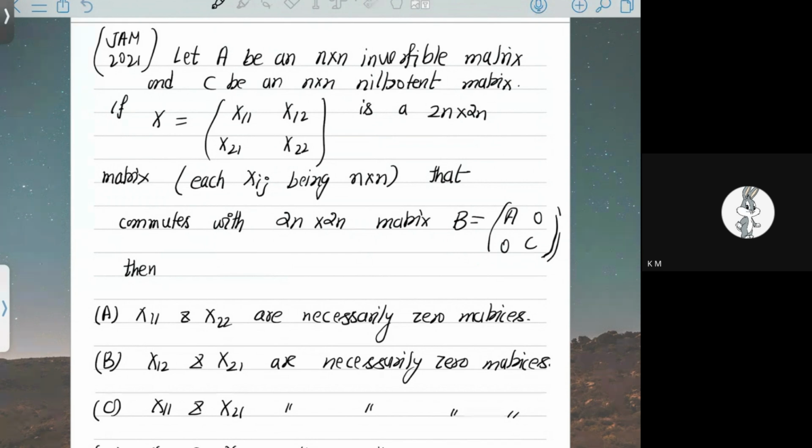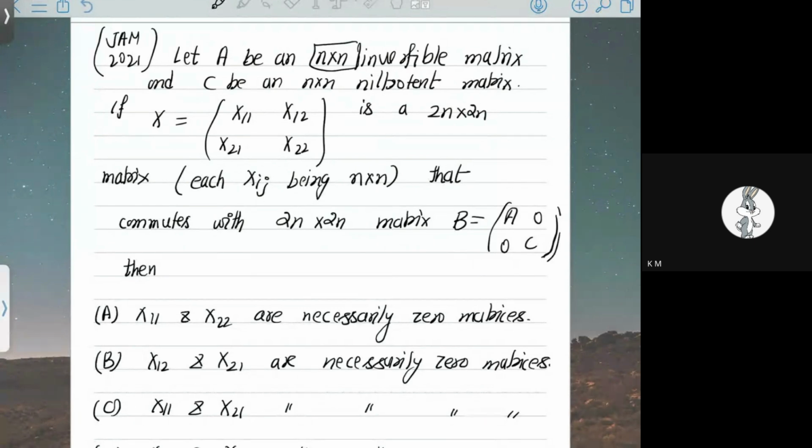Is n any natural number? Any natural number. So you should state it properly: if there exists some natural number n such that C raised to the power n is 0, then we call C a nilpotent matrix. And one of the properties of a nilpotent matrix is that all its eigenvalues are zero. Fine. Thank you.